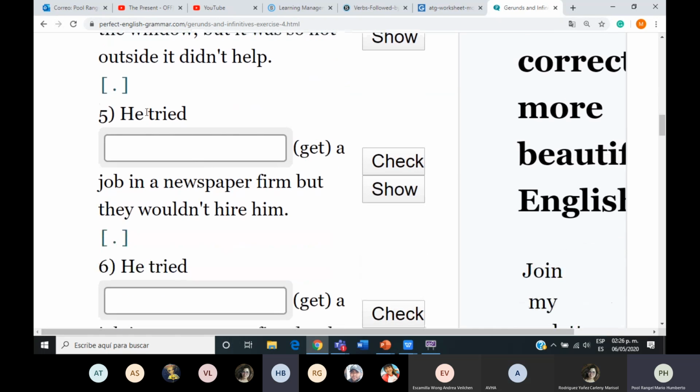Otra vez, try. He tried get a job in a newspaper firm, but they wouldn't hire him. What is hire? Hire, contratar. Entonces, okay, él intentó pues, obtener el trabajo en un periódico, pero no lo contrataron. So, getting. Tengo dos gettings. Okay, getting.